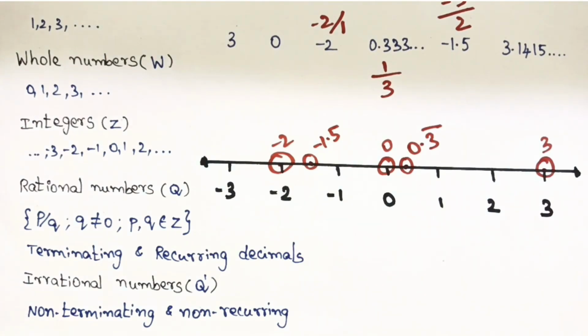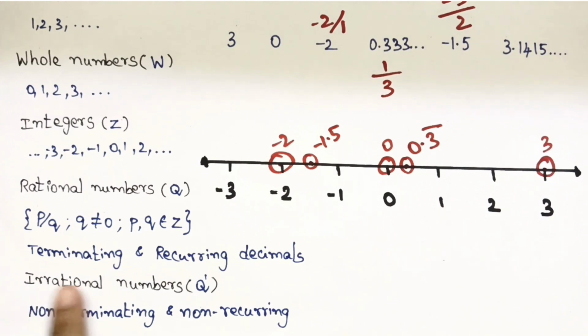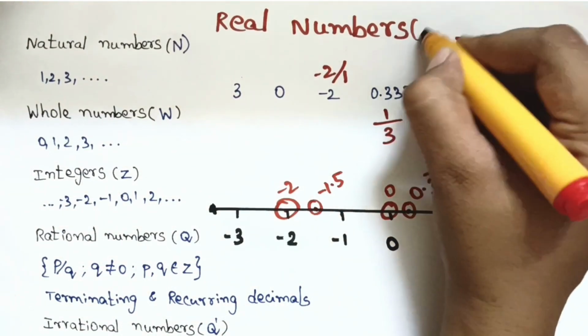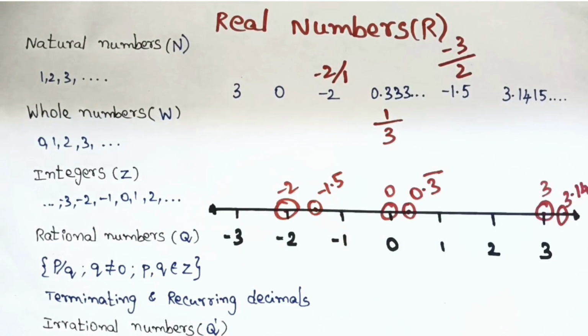So, irrational numbers include non-terminating and non-recurring decimals. Any number which is not rational is called irrational numbers. Irrational numbers are denoted by the symbol Q dash. Real numbers are denoted by the symbol capital R.